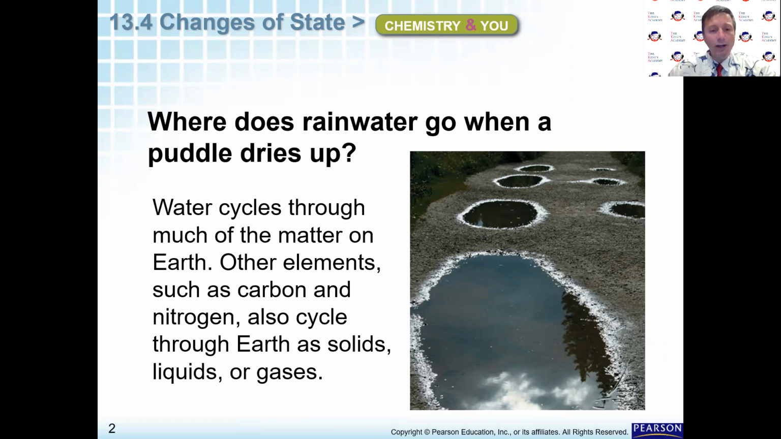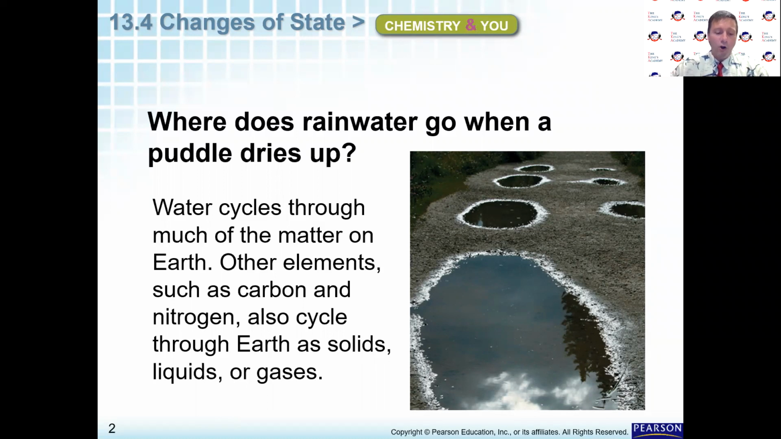There are quite a number of cycles when we talk about science in general: the carbon cycle, nitrogen cycle, phosphorus cycle, and the water cycle. So when you see a puddle and you come back a little while later and that puddle is dried up and gone, what happened to that water? Well, we had learned about evaporation earlier in one of our sections. That's exactly what happened.